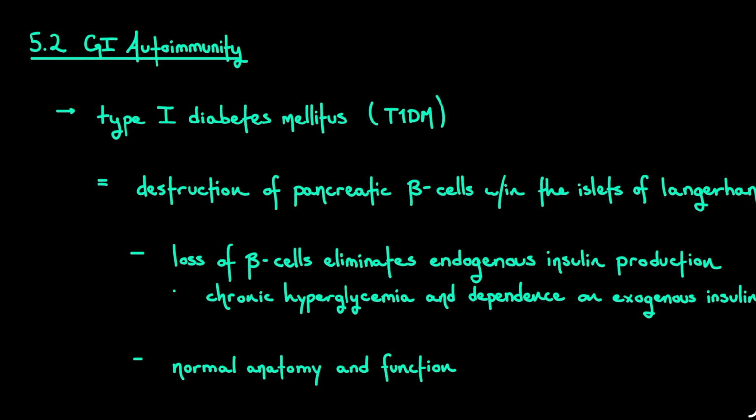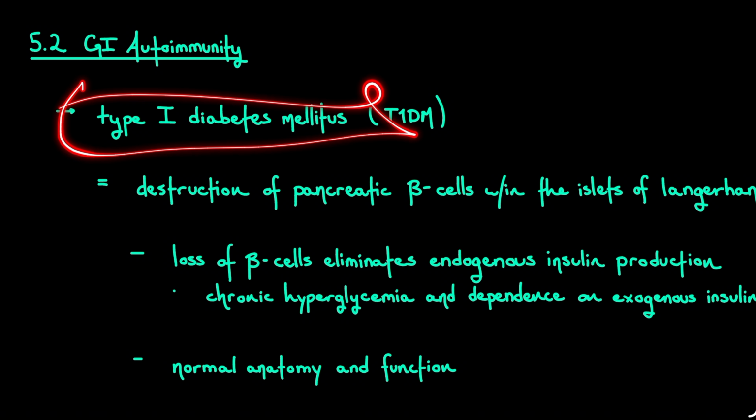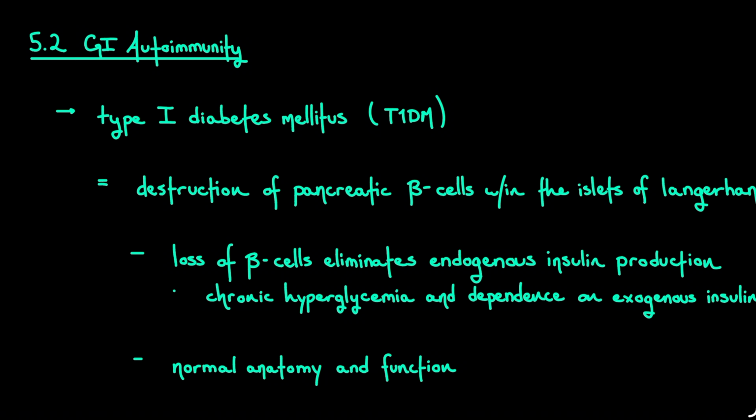Okay, let's get going. So this is 5.2 GI Autoimmunity. We're going to be talking about type 1 diabetes mellitus as well as celiac disease.